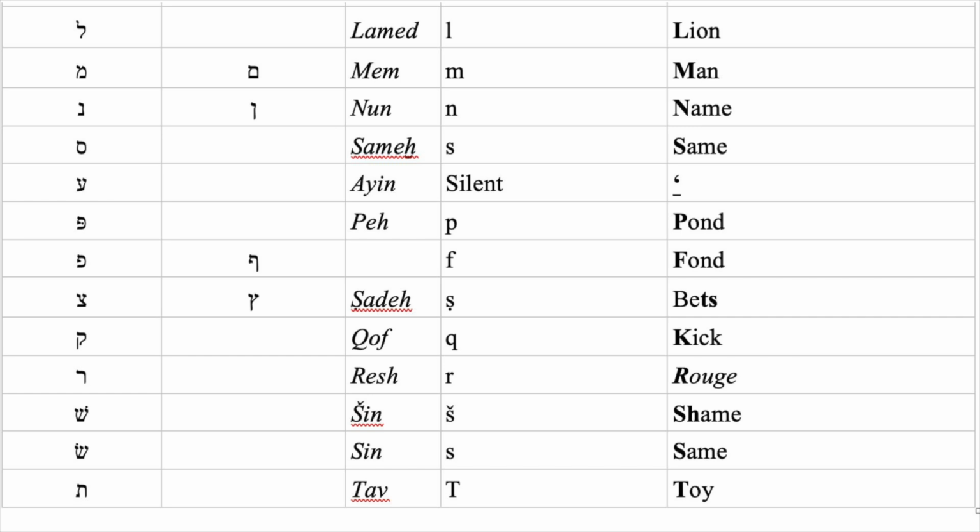After that, we have shin, which makes the SH sound, like in the word shame. And that's followed by sin, which makes an S sound, like in same. Now, technically, shin and sin are the same letter. In ancient Hebrew, they did not have these dots over them. You notice that when it's shin, we put a dot to the right. When it's sin, we put a dot to the left. In ancient times, there were no dots. There were no diacritical marks. And the reader would have had to know how to pronounce it. And then finally, we have tav, which makes a T sound, like in toy.